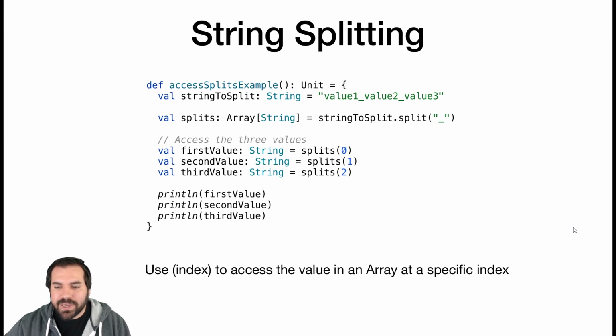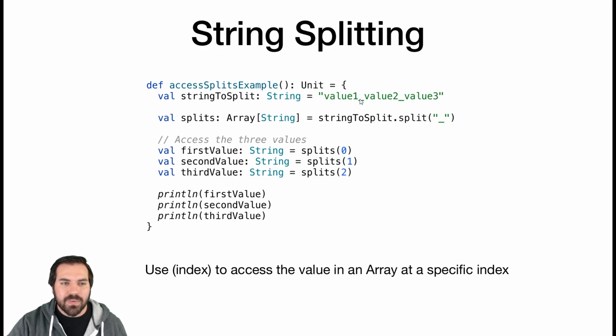And one more quick example, since it's relevant to your lecture objective. If I have a string that I want to split, I'm going to take this string, split it on underscores, and store it in an array. If I want to get each value independently from a single split of a string, we use parentheses and then the index number to be able to access those values.